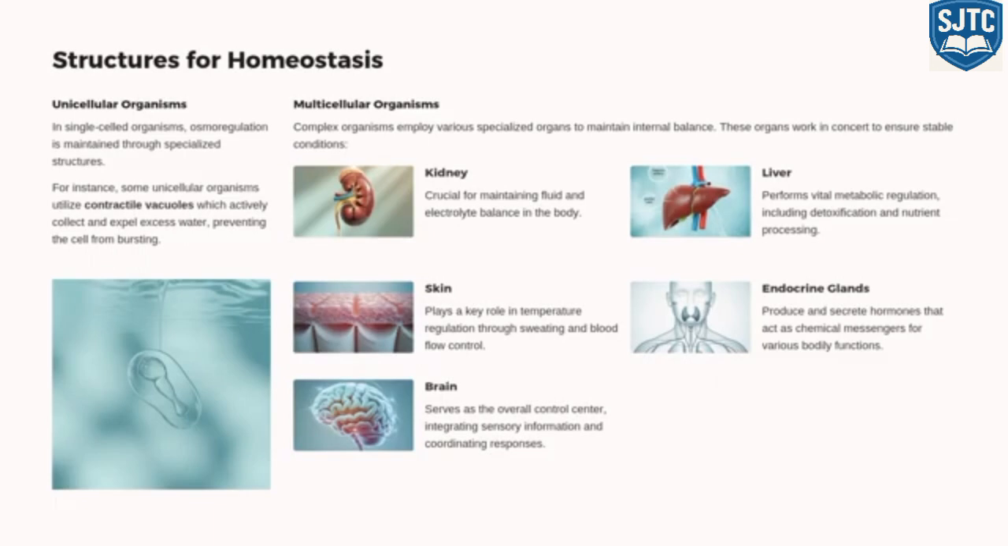2. Skin. Plays a key role in temperature regulation through sweating and blood flow control. 3. Brain. Serves as the overall control center, integrating sensory information and coordinating responses.